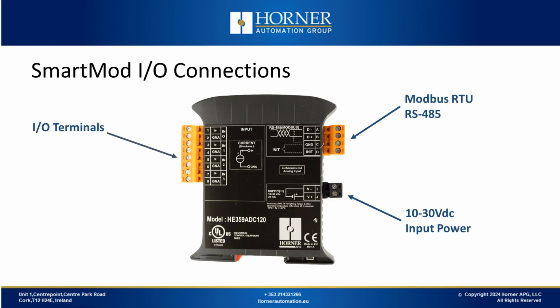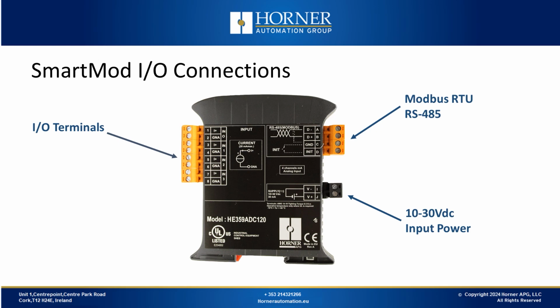Now let's look at the connections on a typical SmartMod I/O module. Here we have a 4-channel voltage analog input card. On the left, we have the I/O terminals. These will vary depending on which module you have in terms of the specific I/O connections that you're going to make. On the top right is the Modbus connection, which is typically 3 wires.